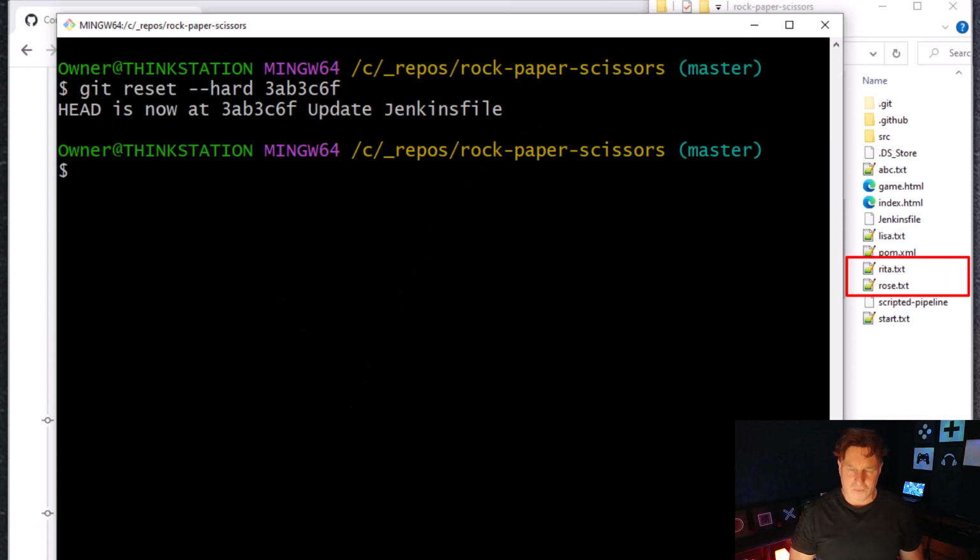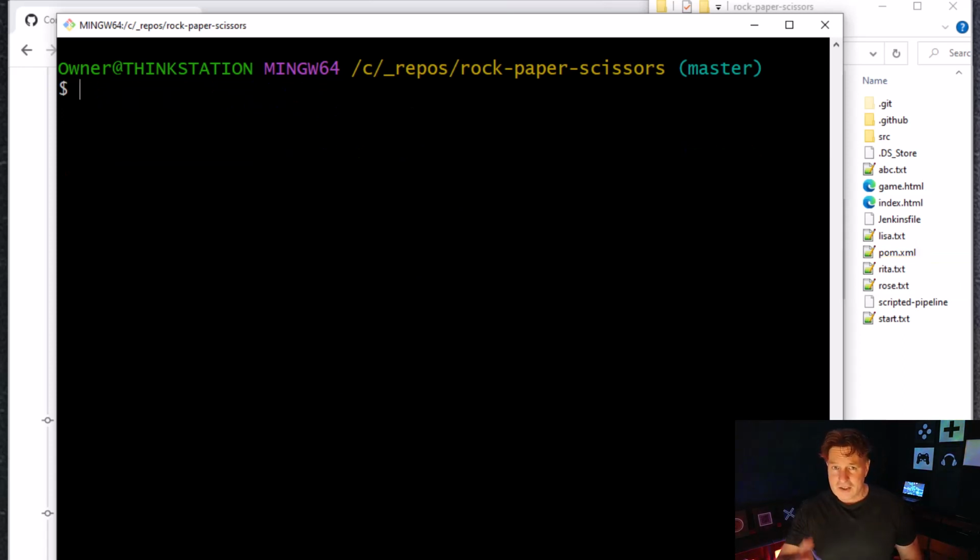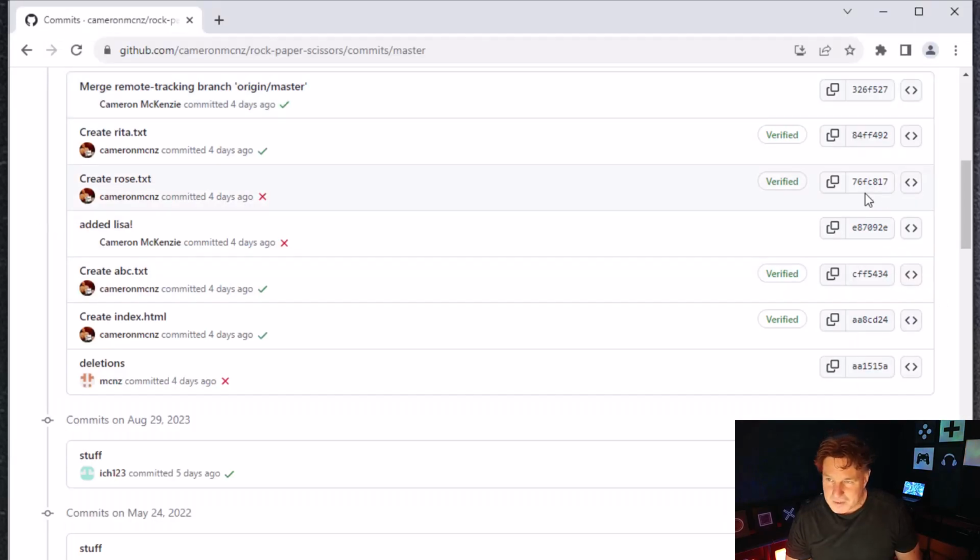Rose was always there, rita.txt. Now, essentially, I'm at the same point that I was before in my commit history, right? I'm now at the point where we did the clone, but I want to get back to that specific commit, 76FC817. So how do I do it?